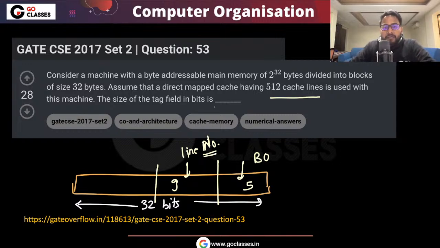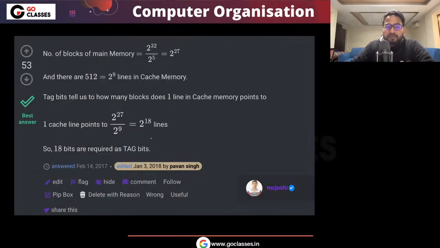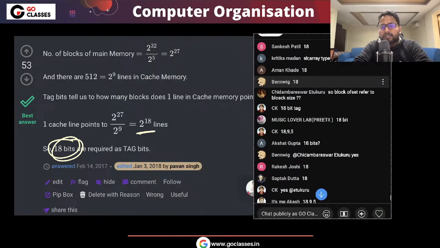The size of the tag field, can you tell me what is the size of the tag field? Can you tell me quickly? 32 minus 14, so it will be 18, right? This is an easy question, I think you understood, right? So 18 bits are required for the tags. Most of you have given the correct answer only. Let me just quickly paste that answer. Some of you have given the total address split, that is fine.